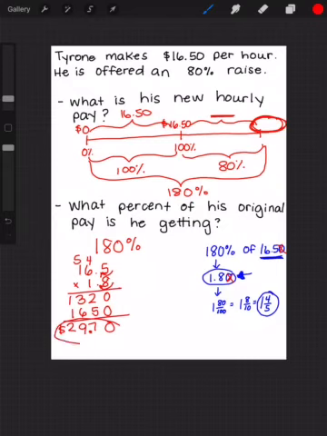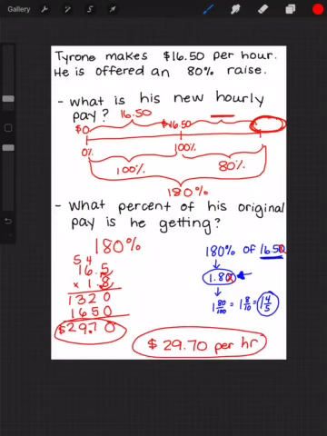And that is Tyrone's new hourly wage. He is now going to be making $29.70 per hour because he got an 80% raise on top of what he was already getting paid. Okay, that's a pretty good raise.